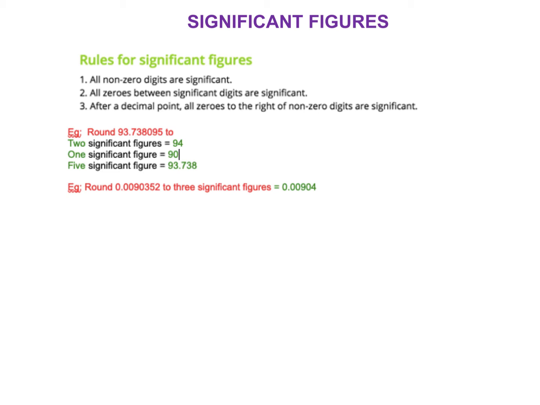With significant figures, the rules are the following. All non-zero digits are significant. What we mean by non-zero is like 1, 2, 3, whatever. Then all zeros between significant numbers: if you have a 0 in between your other digits, like a 2 or 3 or whatever, it's considered significant. And after the decimal point, all zeros to the right of a non-zero digit are significant.